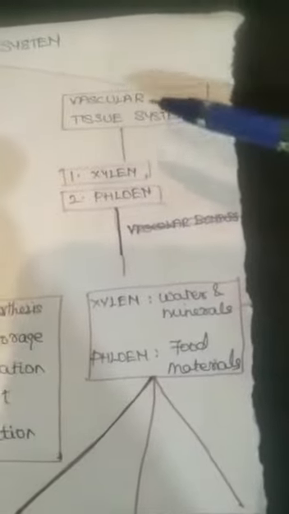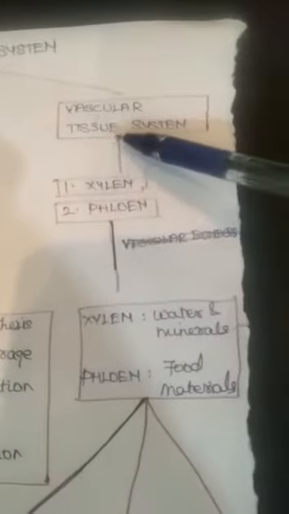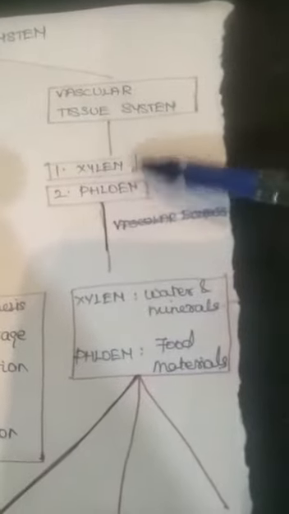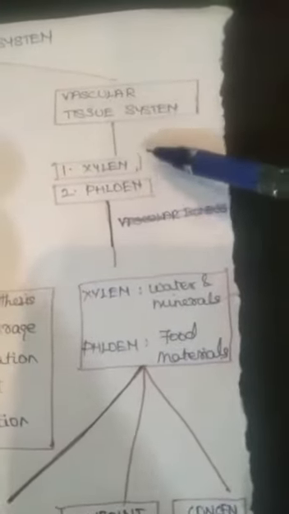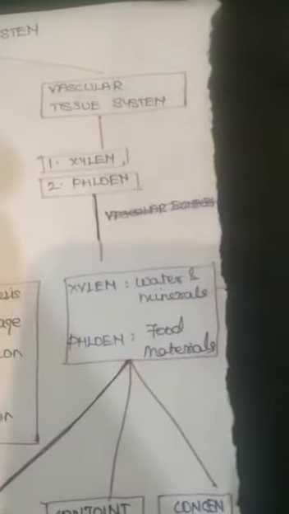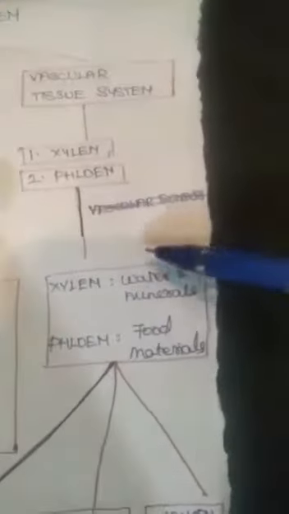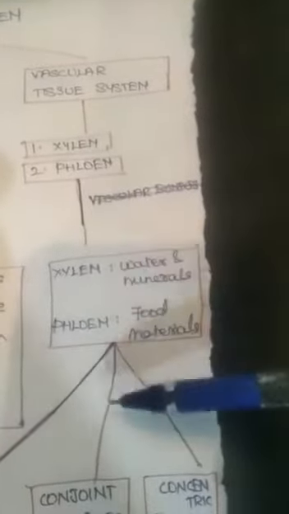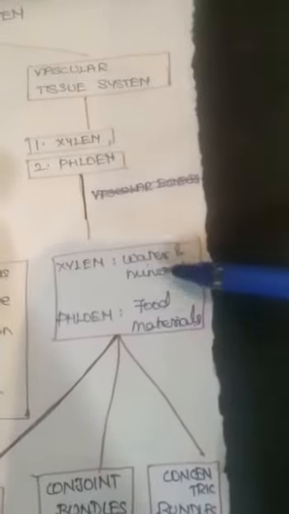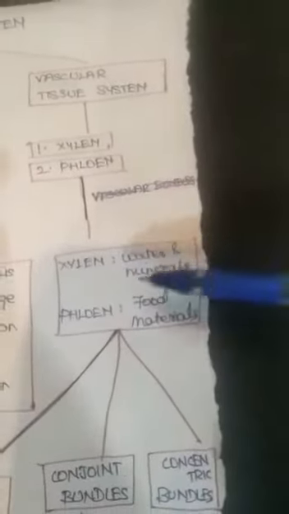Okay, now next is vascular tissue system. This is very important. In this tissue system you can see xylem tissue and phloem tissue. These two tissues can be found in vascular tissue system. These two tissues are present in the form of vascular bundles. And before that, let me tell what function these two tissues are doing. Xylem conducts water and minerals. Xylem takes water and minerals to all parts of the plant, and phloem prepares its food materials.